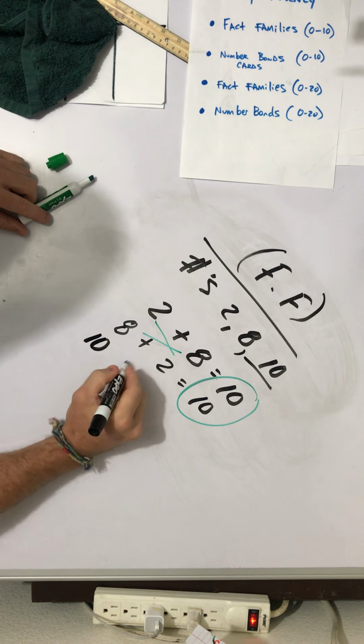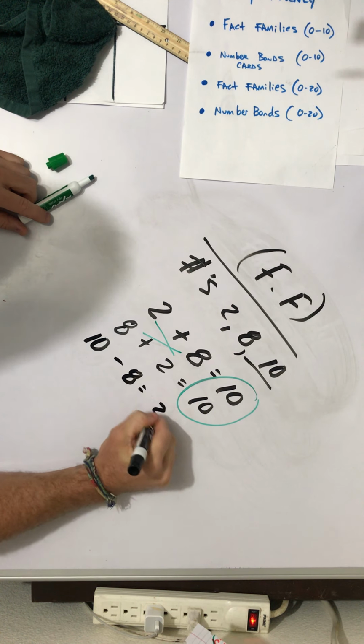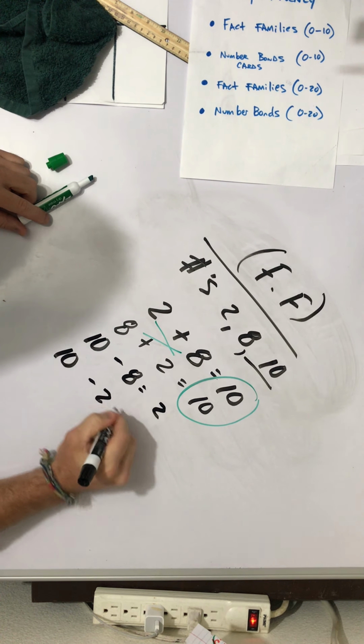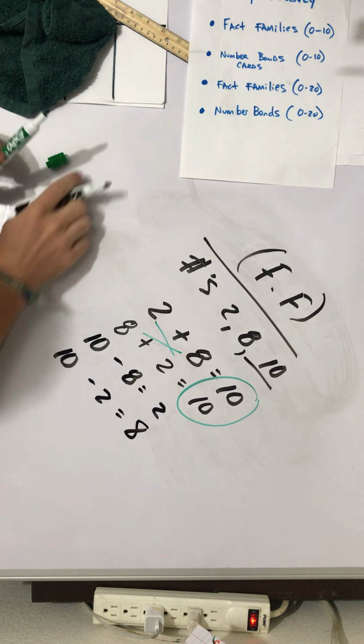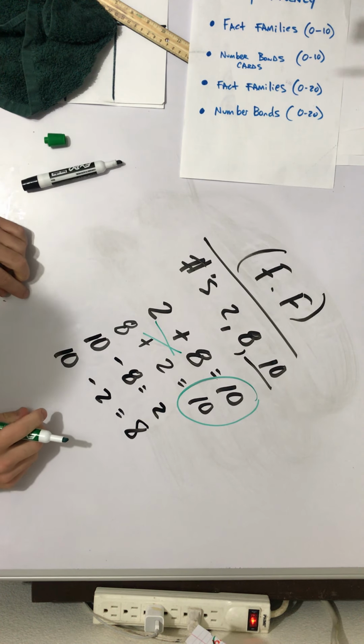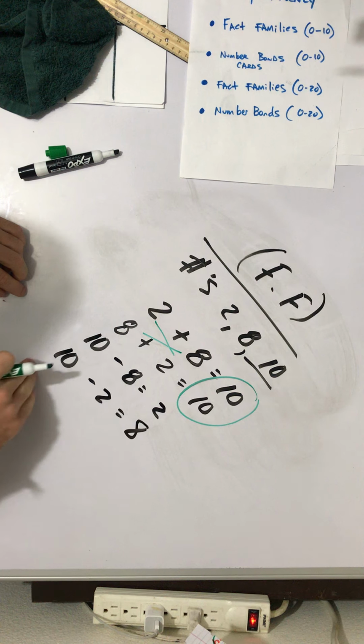If I'm going too fast at all, you can always slow it down. You can always pause it and catch up if you need to. Okay? These are my 2 subtraction facts. Again, opposite of addition is subtraction.